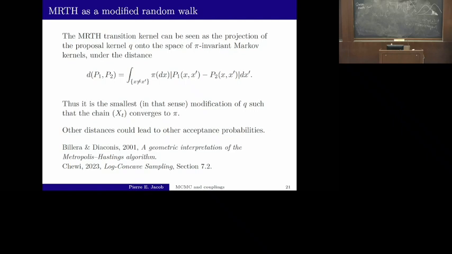And in a specific sense of distance, in a specific definition of distance, you do get again this Metropolis-Hastings chain. That's proven in Billera and Diaconis in 2001, and it's used in recent proofs of convergence for variants of Metropolis-Hastings. But the distance is a bit complicated, I would say.